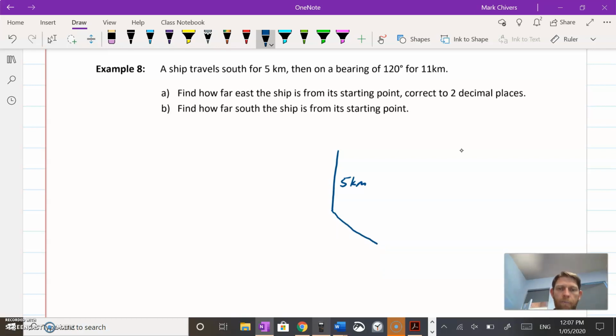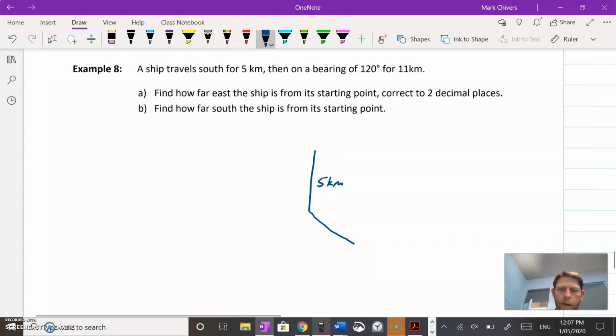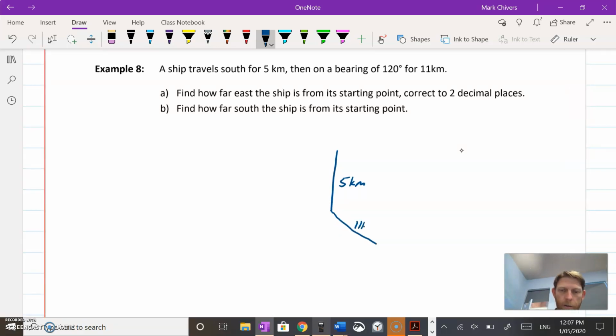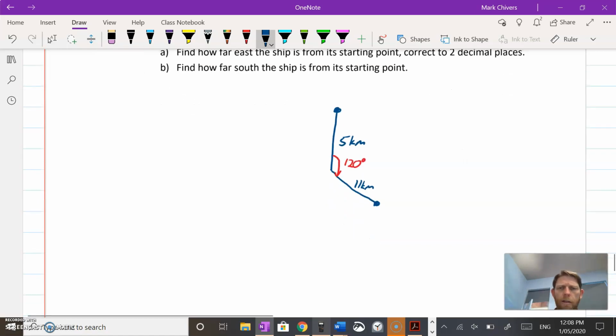And so that's 11 kilometres, and this angle in here we know is 120 degrees. So we've got our starting diagram, obviously this isn't to scale because my 5 kilometre line looks longer than my 11 kilometre line, but that gives us a basic scale. Now, the question then asks, how far east is the ship from its starting point?